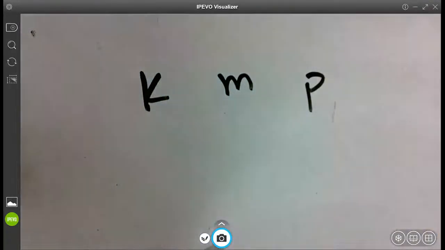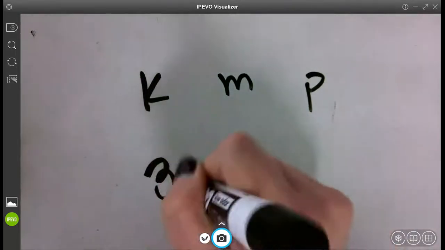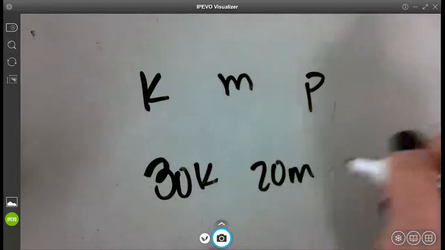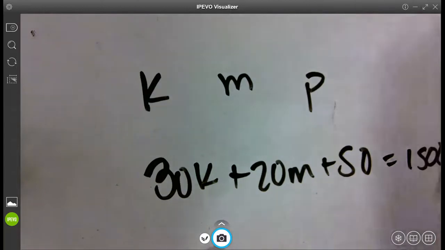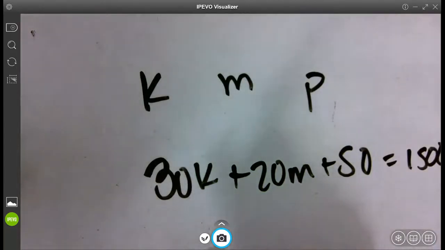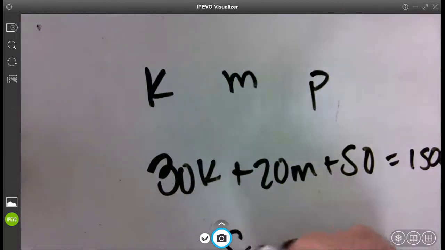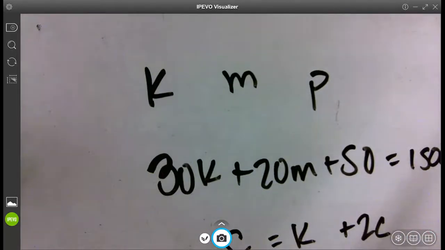Number 4 says Rooney's company decides to buy keyboards, mouse pads, and PC cameras. They have a budget of $1,500 to spend on 30 keyboards, 20 mice, and 50 cameras. So they can spend that much at $1,500. Additionally, the number of cursors should be equal to the number of keyboards and twice the number of cameras. Write a system of equations.